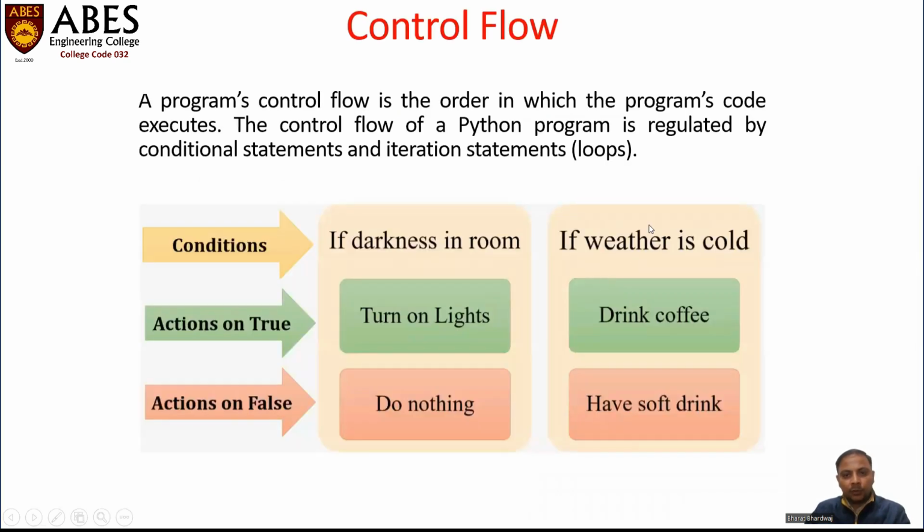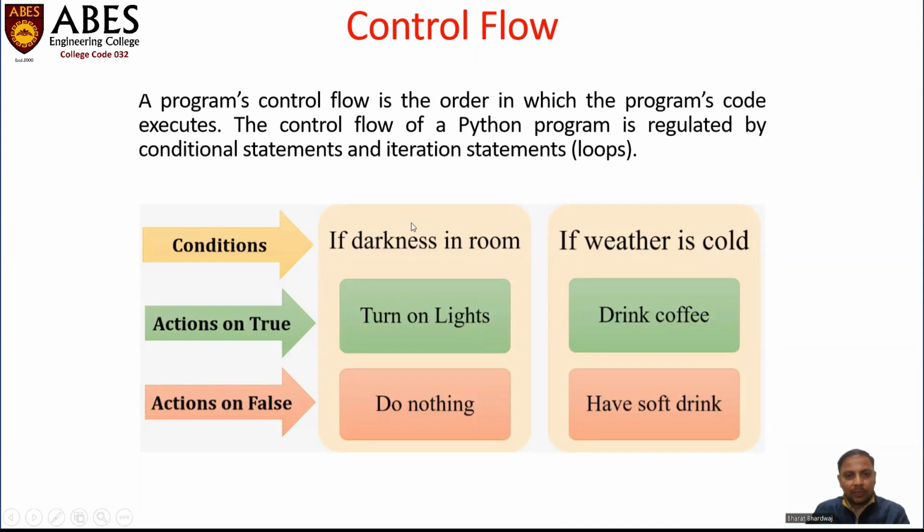First of all, the agenda is what is control flow. Control flow is basically the flow of execution of the program. If I say, a program's control flow is the order in which a program will get executed, and this will decide the output of the program, right? So for example, I'm taking a scenario.